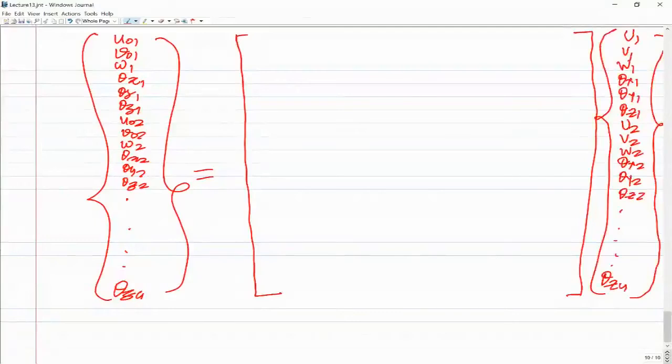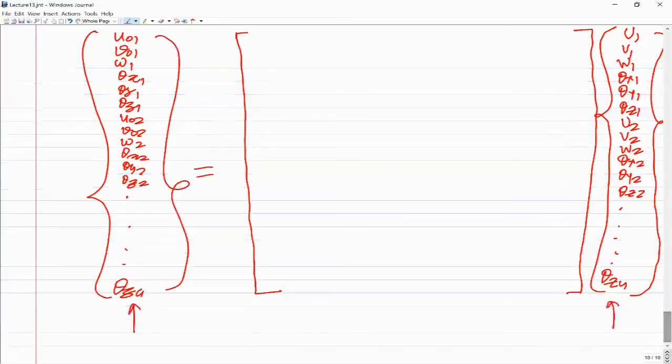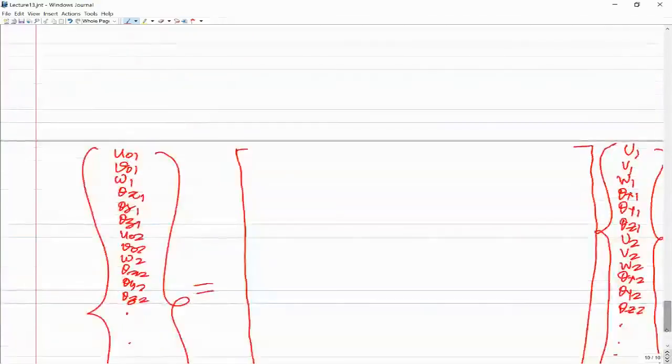So as you see, this is a vector of elemental degrees of freedom in the local coordinate system, and this is a vector of elemental degrees of freedom in the global coordinate system. So this is the local coordinate system, and this is the global coordinate system. In between, you are going to have a transformation matrix. So now how do we get this transformation matrix?